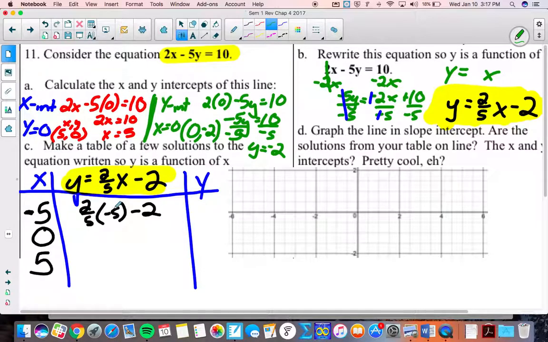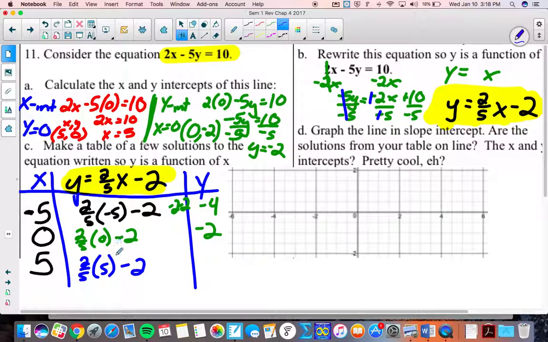So here we take 2 times negative 5, which is negative 10, and divide that by 5. So we get negative 2 minus 2, which is negative 4. We plug in 0 for x. Well, 2/5 times 0 is 0, minus 2 is negative 2. Last but not least, I'm going to plug in 5 for x. So 2/5 times 5 minus 2. 2 times 5 is 10. 10 divided by 5 is 2. But then I have to subtract off 2. 2 minus 2 is 0.